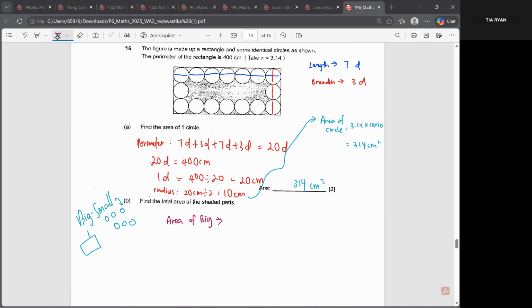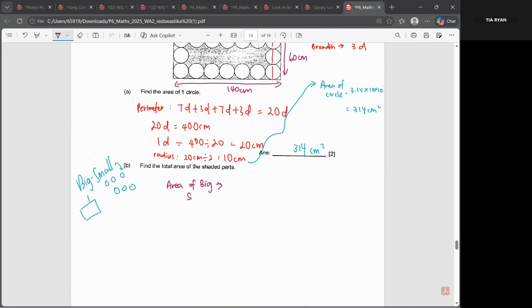I know that the breadth over here is 3 diameters. One diameter is how long? 20 cm. So over here must be 60 cm. Clear? How about here? 20 times 7, which is 140 cm. Agree? So area of the big rectangle equals to what?